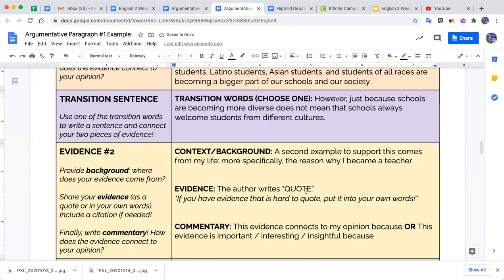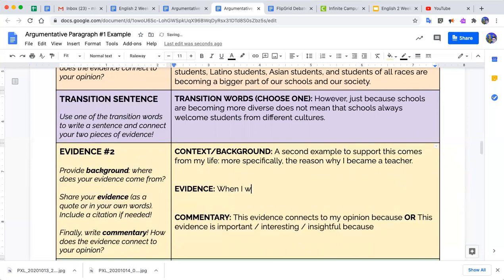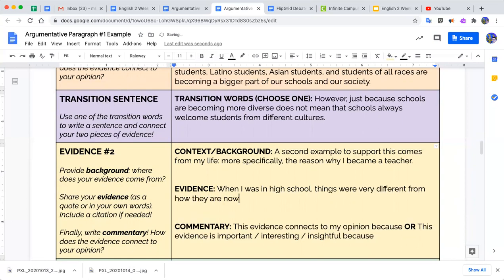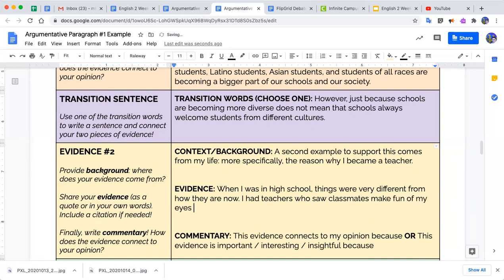And obviously at this point, normally you'd have a quote for your evidence, but you can't really quote your life. It's your life. So I'm going to put it into my own words, and I'm going to say, when I was in high school, things were very different from how they are now. I had teachers who saw classmates make fun of my eyes.